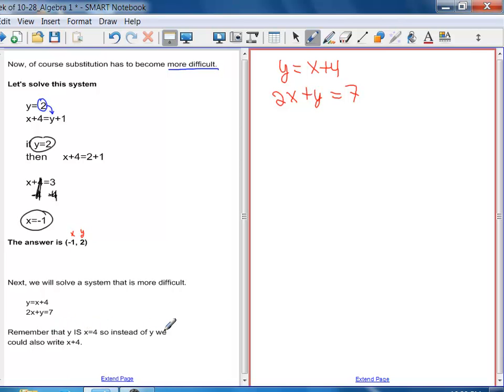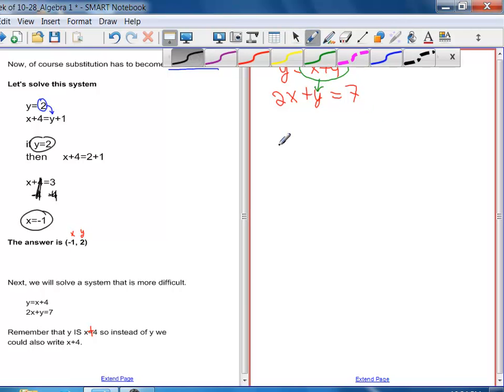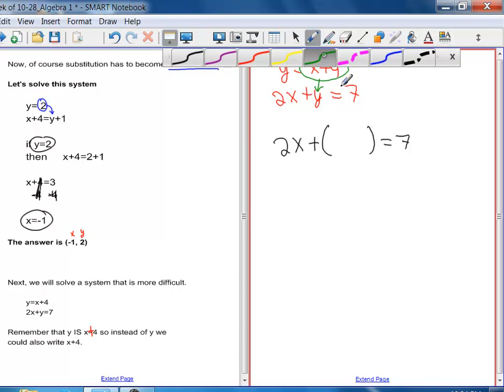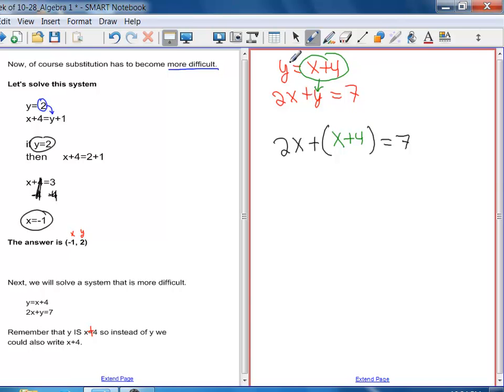So we have that. So let's take what y equals. We know that y equals x plus 4. This is what y equals. And let's put it in for y in the second equation. All right, so now we have 2x plus whatever y is equals 7. I usually put parentheses, and then I put exactly what y is. Well, y is x plus 4. So I put that instead of y here. These parentheses don't need to be here because this is kind of like a one distributive property. So it's really just 2x plus x plus 4 equals 7.